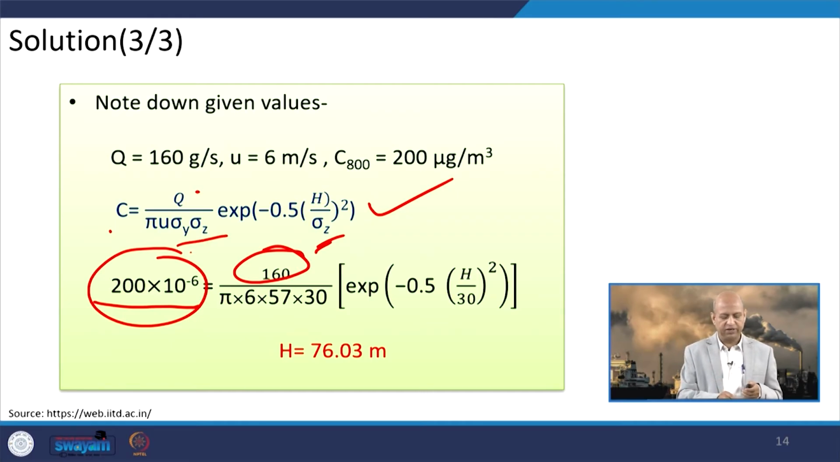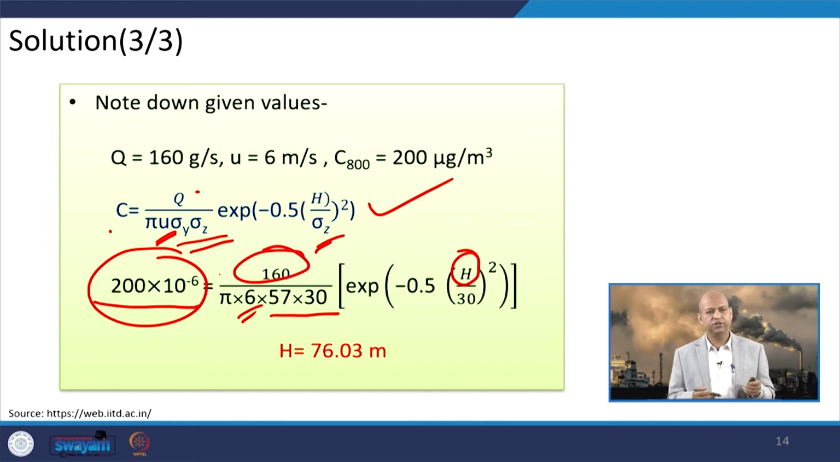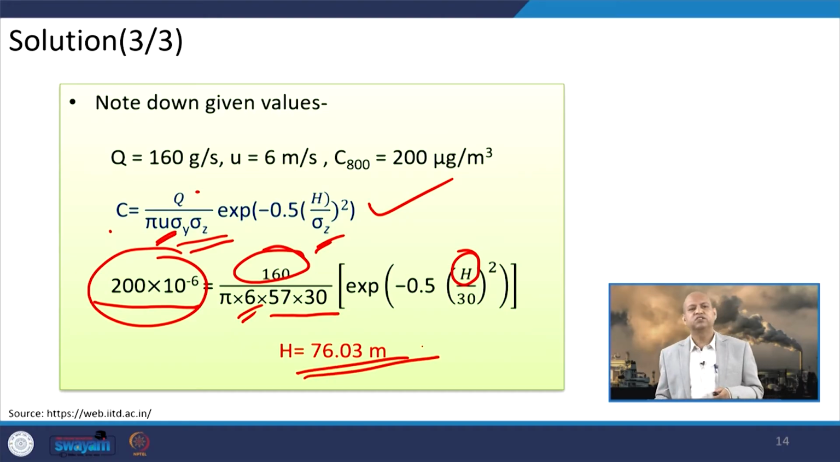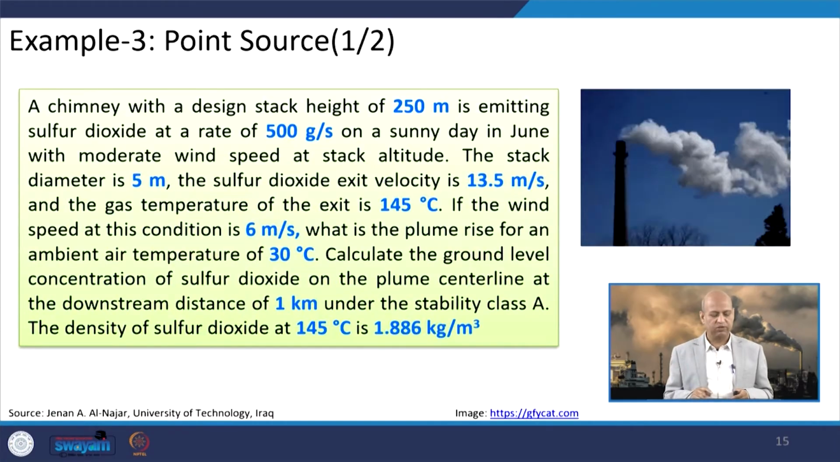You calculated sigma y and sigma z, so these are the values, 57 and 30. U is around 6 meter per second at the effective stack height, which we have used here. Effective stack height is not given, so H we will put. Now, we can solve this equation because the only unknown value is H. After solving this equation, we got an effective stack height of around 76 meter. So, for this effective stack height, the concentration will not exceed 200 microgram per cubic meter at the distance of 800 meter at the center line, that is, the ground level concentration.